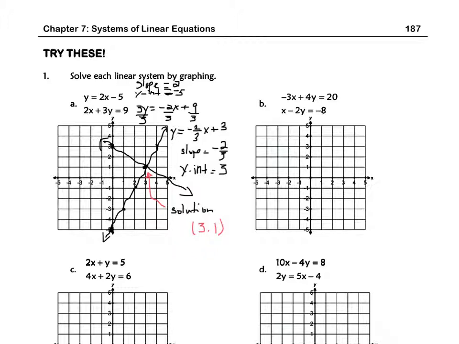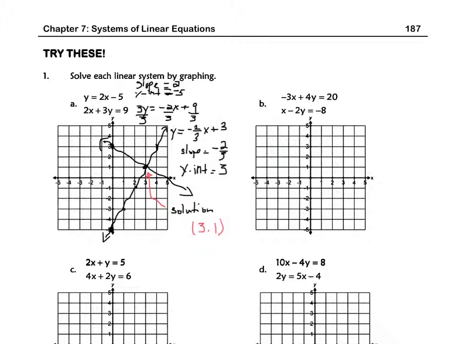And if you check your solution, 3, 1 into your given equations, if I plug a 3 in for the x in the first equation, I get 6 take away 5, which is 1, so it works in the first equation. And if I plug it into the second equation, you get 2 times 3 is 6, plus 3 times 1 is 3, 6 plus 3 is 9, so I know I did it right.